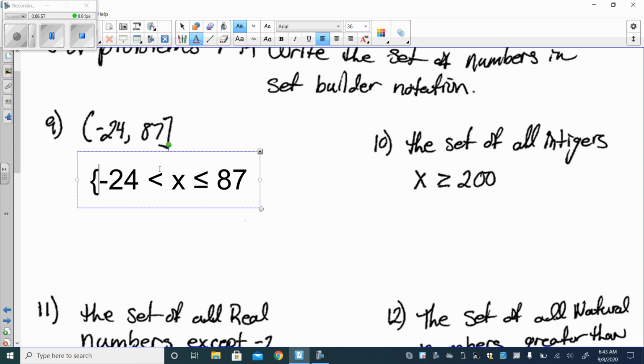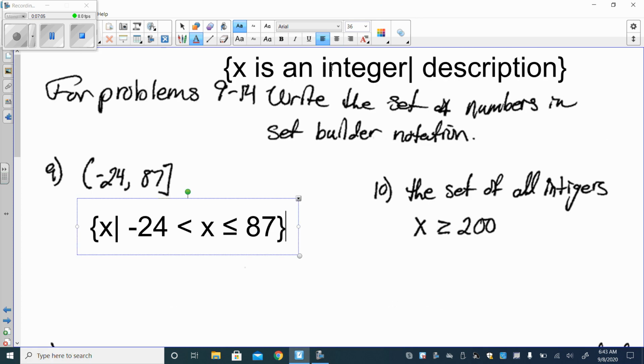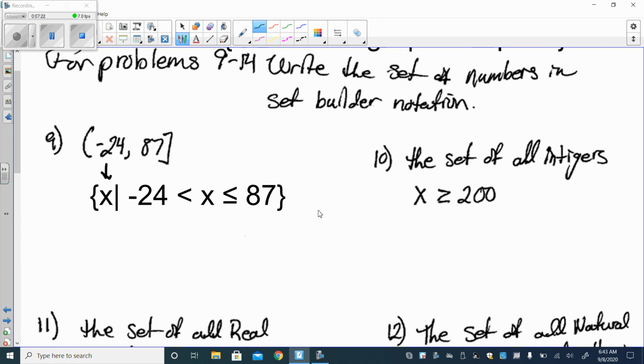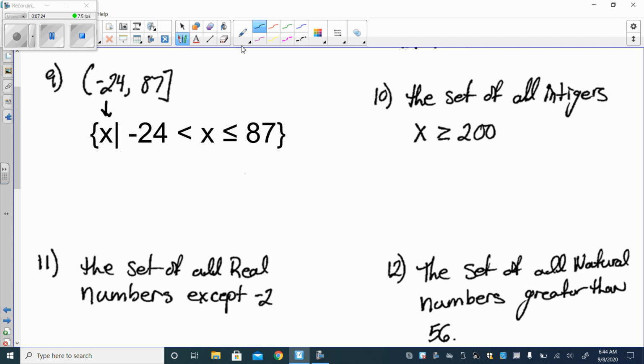Now to have it be our set builder, we would have x bar. We don't have to include x is an integer like up here, because since it's an interval, we're talking about all real numbers. So here we're saying, for all real numbers x such that negative 24 is less than x is less than or equal to 87. And that's our answer. That's all we have to do for this one.